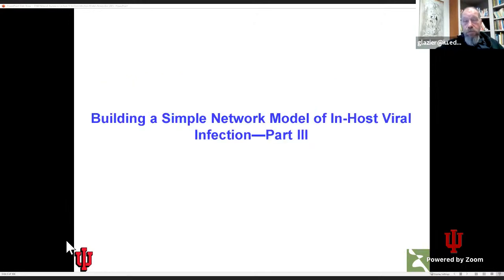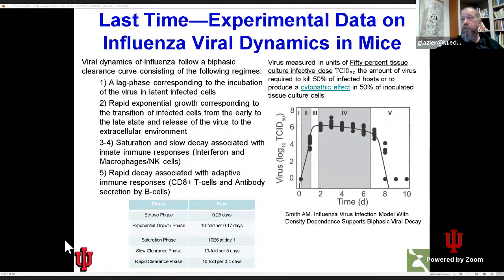So I want to jump back now to our in-house viral infection model. And you've seen this slide a lot. We started out by looking at the viral load curve for influenza in mice, not humans. And we talked about the temporal regimes and the ways of quantifying them. And we identified initial regime one, which was eclipse phase, when the initial load of virus has entered cells, but the cells are not yet releasing virus on their own. The virus has not yet had time to replicate and release.